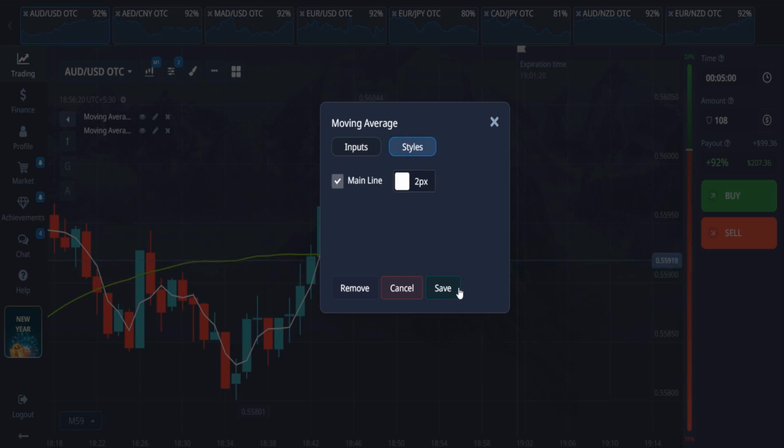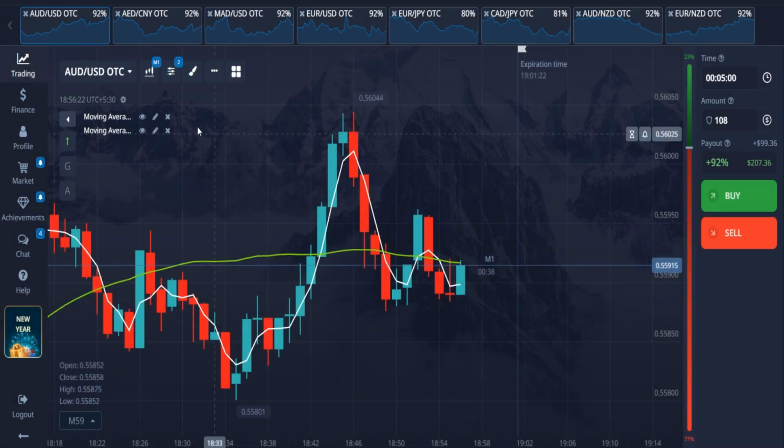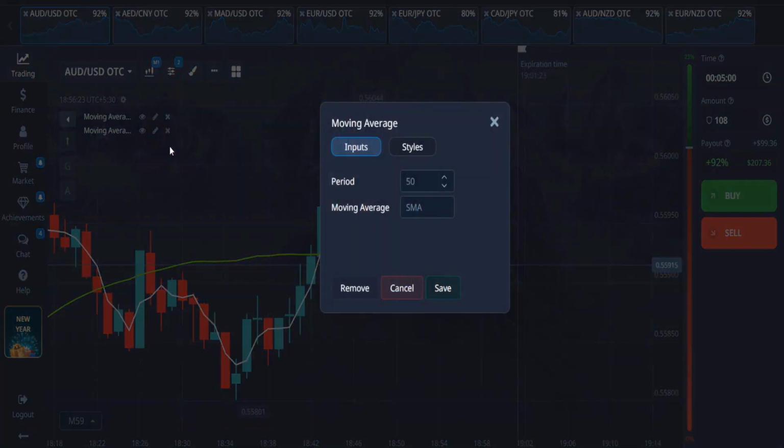Add another simple moving average indicator. Open its settings and set the period to 50. Set the main line color to red for clear distinction.